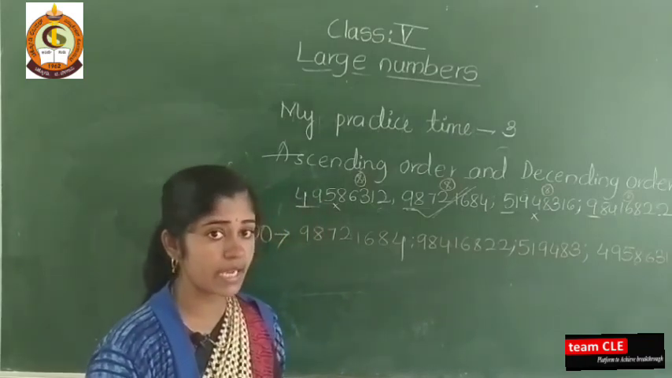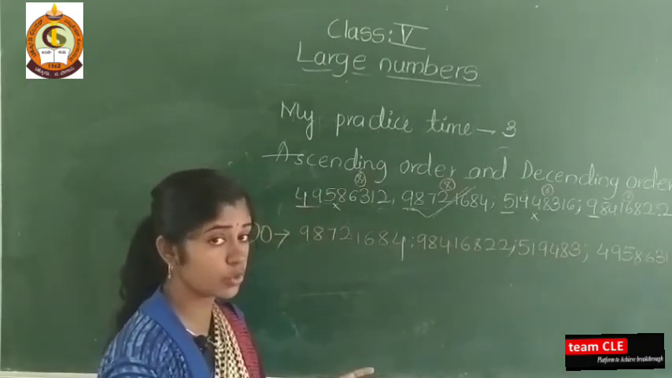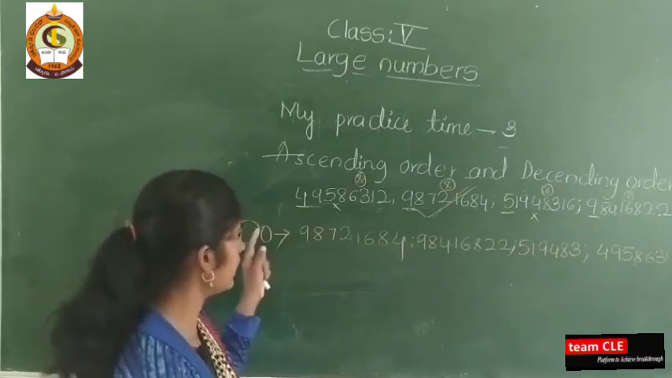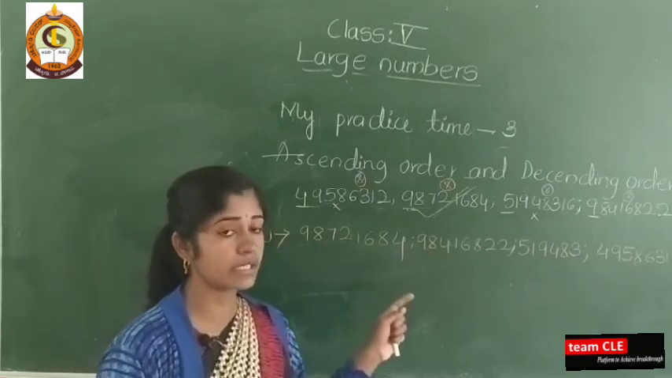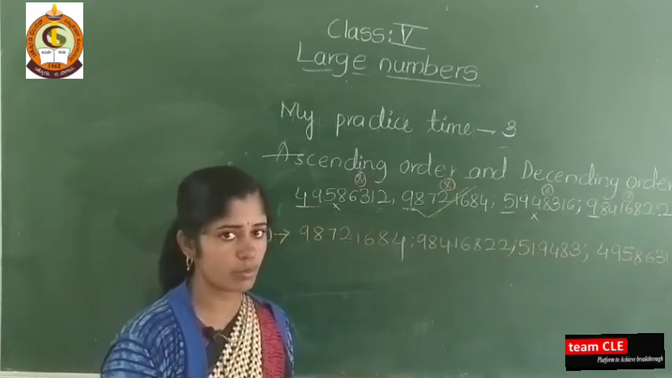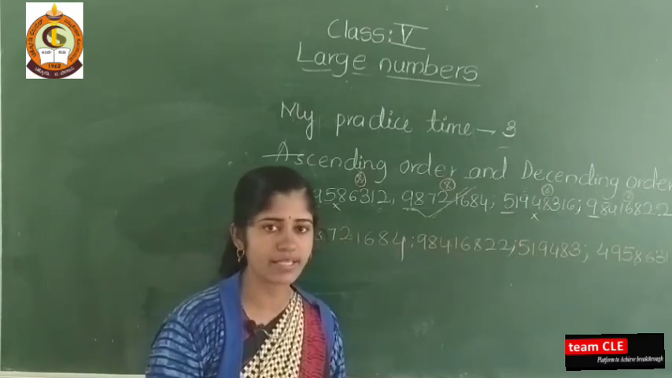In today's class I taught how to compare numbers, the rule for comparing numbers, ascending order and descending order. Ascending order means arranging the numbers from smallest to biggest, descending order means from biggest to smallest. I hope this class is clear to you.